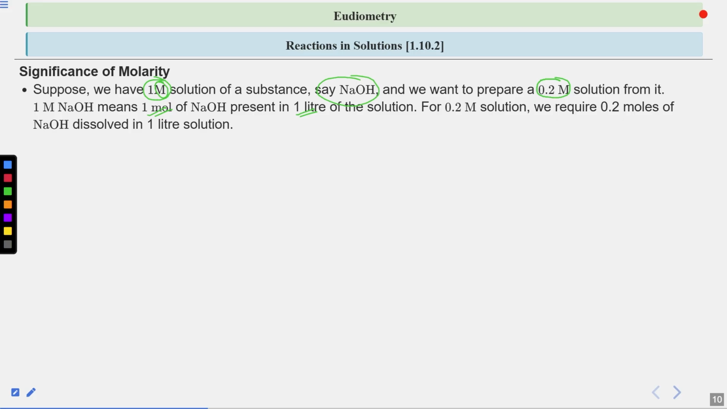So these two things are important. You must try to understand the definition rather than learning it. Again, I am repeating it. If I say that I have a solution whose molarity is 1, then it means that 1 mole of the solute is present in 1 liter of the solution, or 1 mole of the NaOH is present in 1 liter of the solution. Similarly, if I am saying that I have a solution whose molarity is 0.2, then it means that we have 0.2 moles of NaOH dissolved in 1 liter of water.